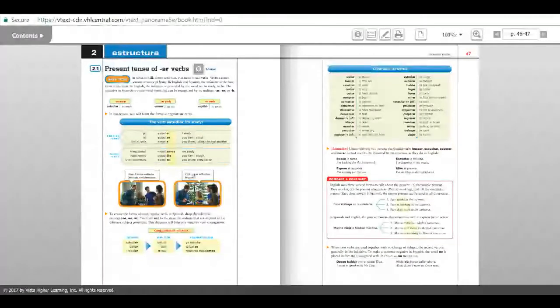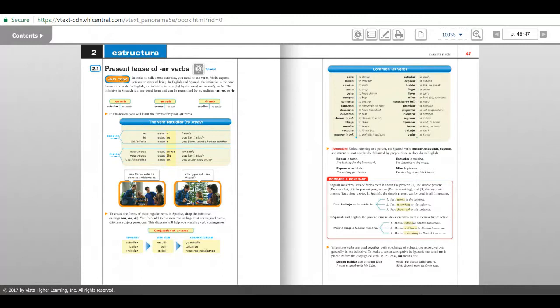Okay, on pages 46 and 47, we're looking at the present tense of AR verbs. In chapter 1, we saw one verb, which was the verb ser. And remember, with the verb ser, we had to change it according to the subject. Just like that, in Spanish, we have to change these present tense AR verbs according to the subject.